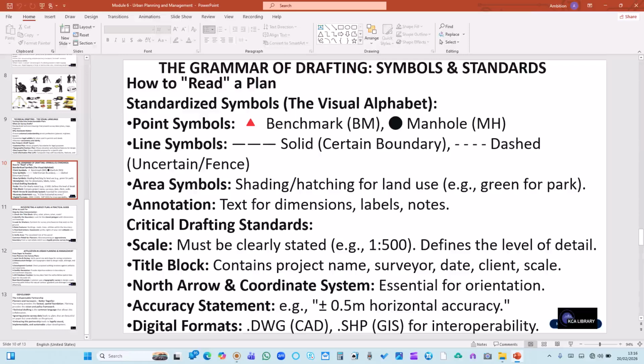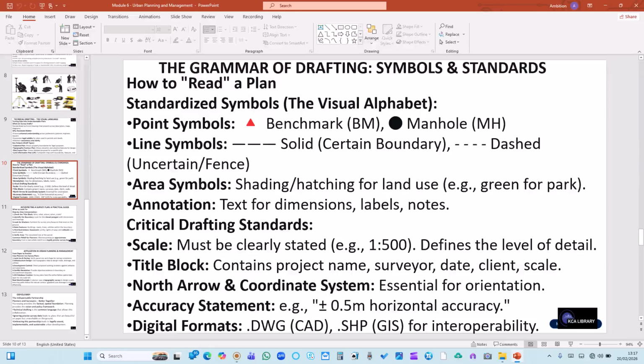Now, line symbols include solid, which is for certain boundaries, and dashes, which is for uncertain boundaries or fence. So line symbols could be a solid line that signifies certain boundaries, or the use of dashes, which is uncertain or fence. We have area symbols, which involve shading and hatching for land use. An example is green for park. Maybe we use the green color to showcase a park.